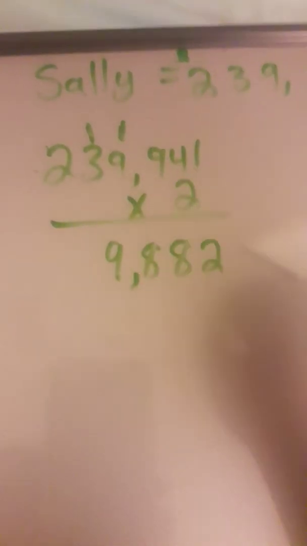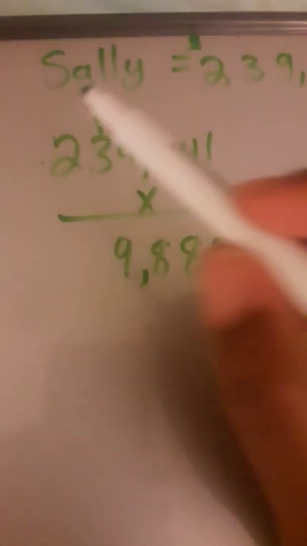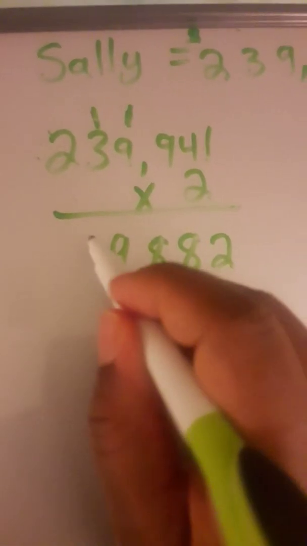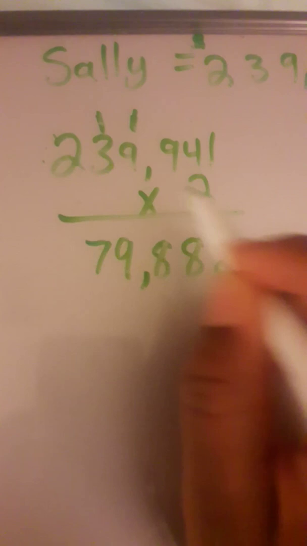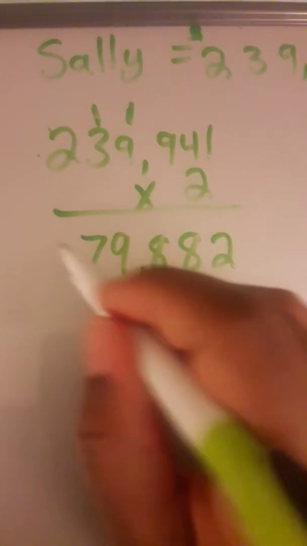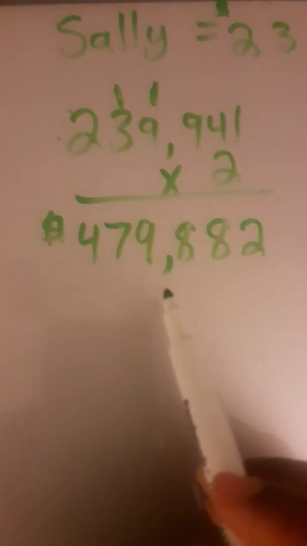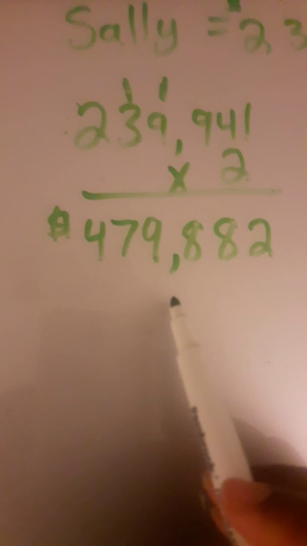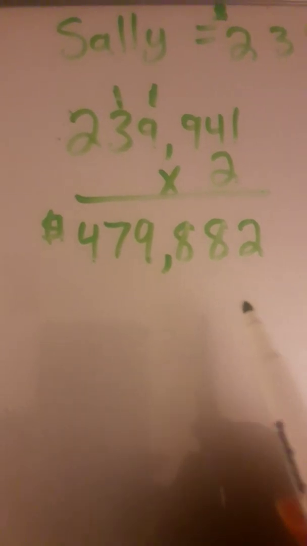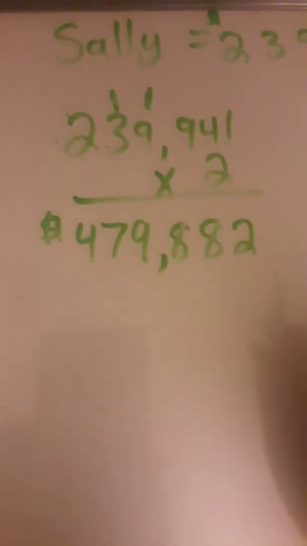2 times 3 is 6, and we add that 1 and that brings us to 7. And then 2 times 2 is 4. So that means that her investors together have $479,882.